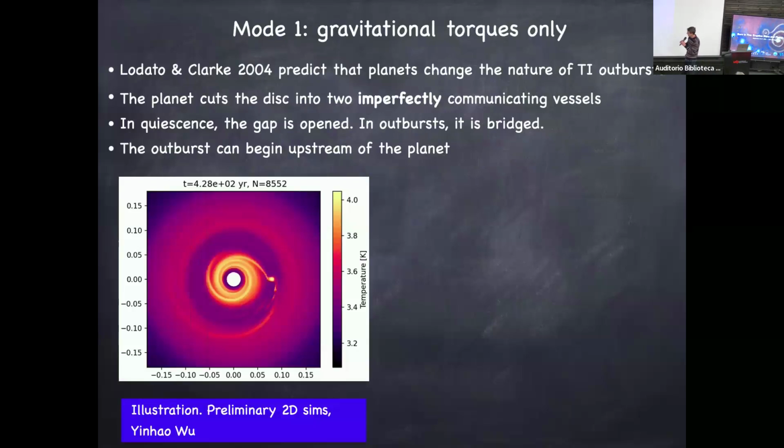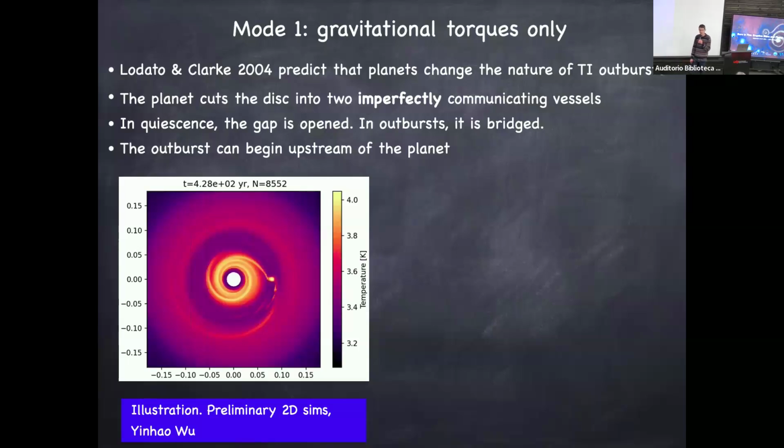Okay, so what happens when we have just gravity? This slide here shows preliminary simulations from 2D runs done by a final year PhD student, Yin-Hao Wu, working with me and Lester. They're preliminary, so I'm not ready yet to share results. We still need to do more work. But it illustrates well the fact that a gap in the disk, as in ALMA scale disks, on tens of AU, the same thing can happen on much smaller scales if a planet is massive enough.